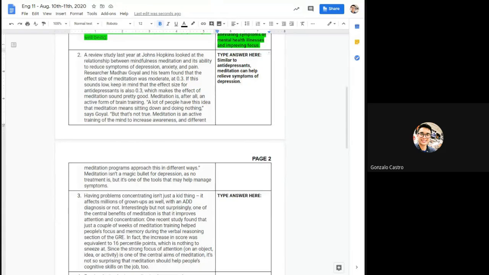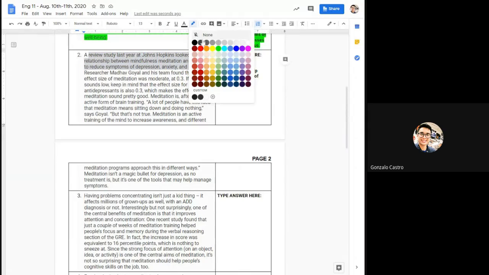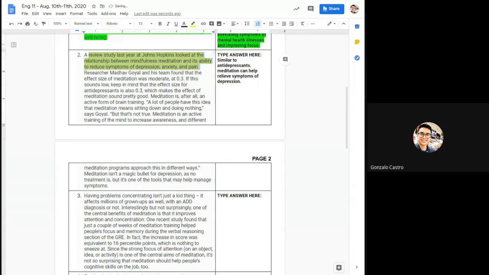Now we want to highlight the key concepts of this paragraph. One key concept is a review study at Johns Hopkins, which is a prestigious university. They are particularly known for their medical school. A study from that university has shown a connection or relationship between meditation and its ability to reduce symptoms of depression, anxiety, and pain. So we'll highlight that as our first key detail.